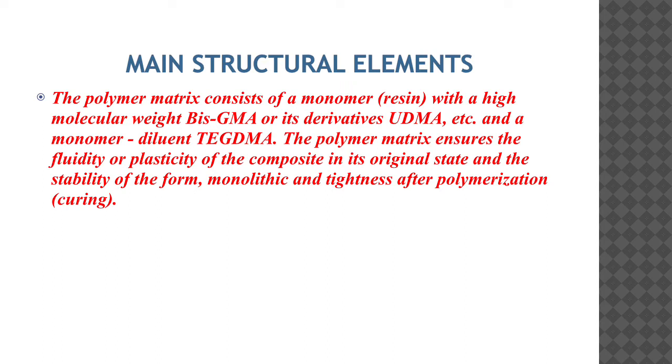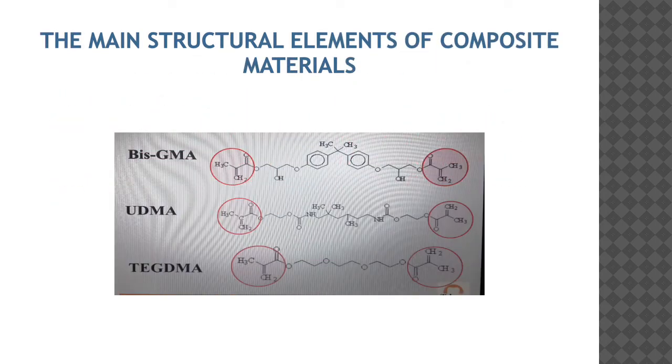The polymer matrix of composite material consists of a monomer with a high molecular weight, bis-GMA or its derivatives, UDMA, etc., and a diluent monomer, TEG-DMA. The polymer matrix ensures the fluidity or plasticity of the composite in its original state and the stability of form, monolithicity, and tightness after polymerization. On this slide, molecules of these monomers are demonstrated.